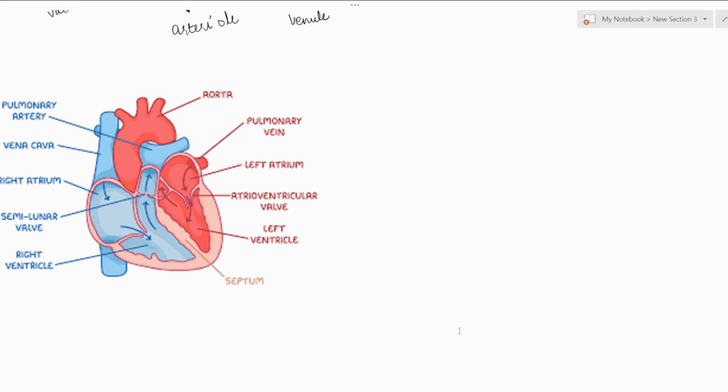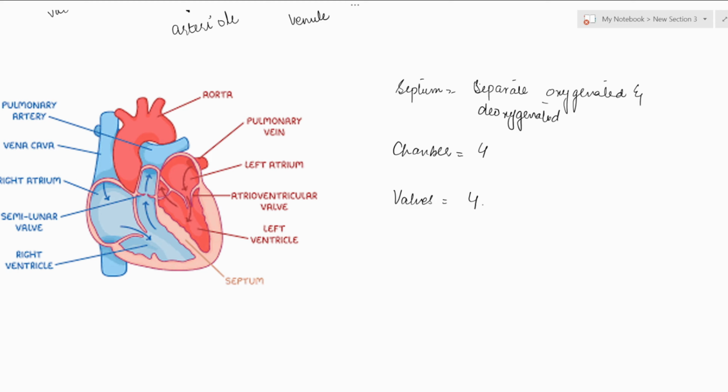This is very important. Okay, first thing is septum. What is now what are present? Septum. What is septum? Oxygenated. Okay. How many chambers are there? Chambers. Four. How many valves? Four. Okay. What are the main blood vessels?